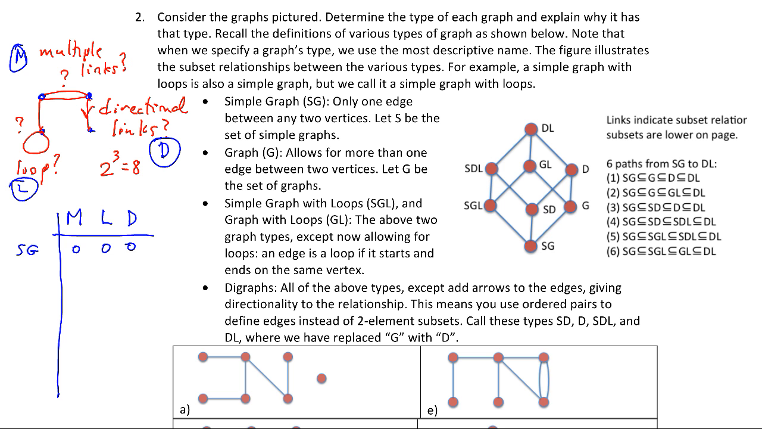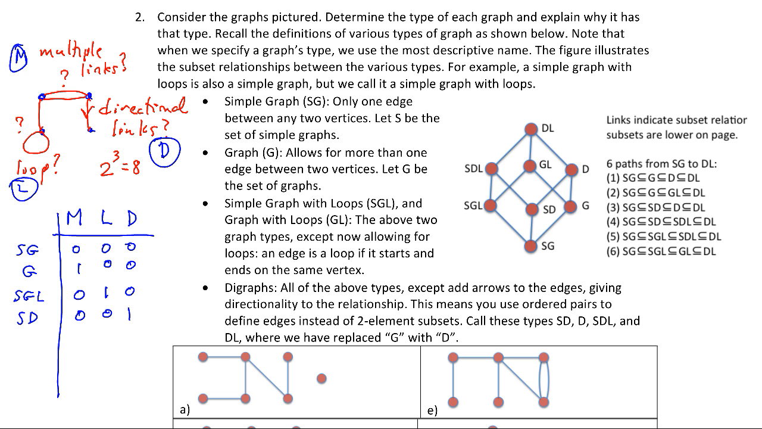Next we have a graph, which adds the ability to have multiple links but no loops, and is not directed. We can also take a simple graph and add loops, SGL, which is 0, 1, 0, because it has loops but no multiple links. When we have a simple graph, we have a 0 in the M column. We can also take a simple graph and make it a directed graph, a simple digraph, which is 0, 0, 1.